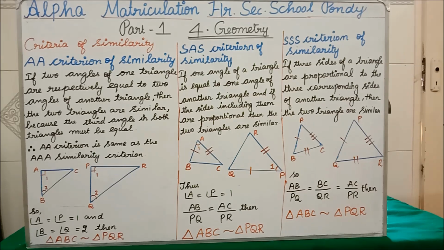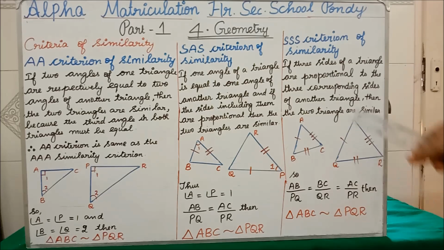Okay. Then the last criterion is triple S criterion of similarity. Triple S means side, side, side. Okay. In this what they are saying is three sides of a triangle are proportional to the three corresponding sides of another triangle. Then the two triangles are similar.